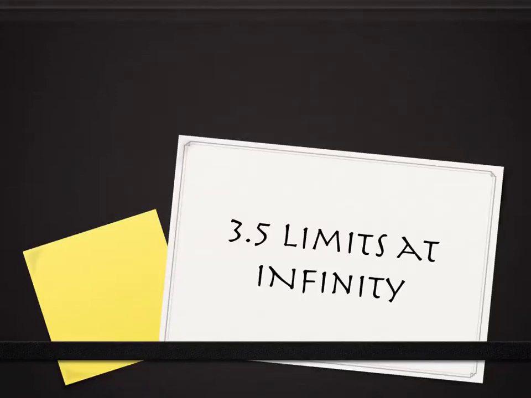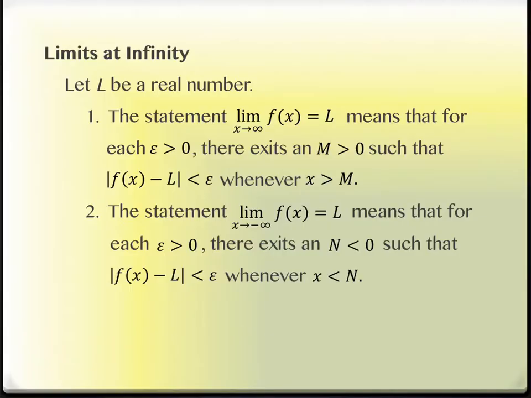In section 3.5, we are going to be looking at limits at infinity. So clearly, infinity is not a number, so we need to define what we're actually talking about when we say limits at infinity. Let L be a real number. The statement, the limit as x approaches infinity, that's what we mean by limits at infinity, equals L, means that for each epsilon greater than 0, there exists a capital M greater than 0, such that |f(x) - L| < epsilon whenever x is greater than M.